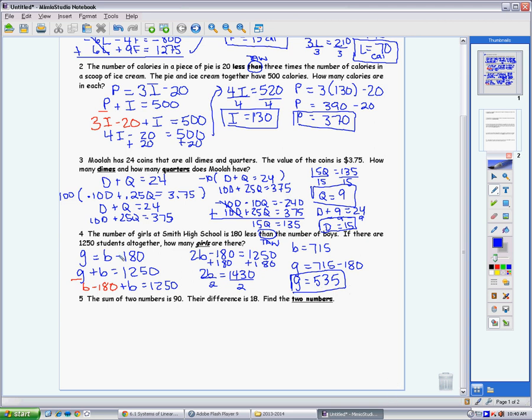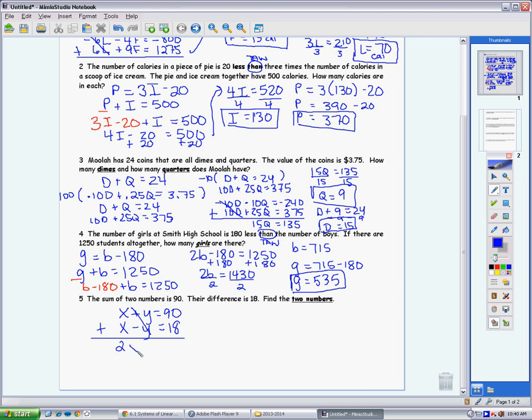Okay, number 5 should be pretty easy. It's pretty straightforward. The sum of two numbers is 90. You can use any two variables you want. I'm going to use x and y. So sum means I'm adding them together to equal 90, and difference means I'm subtracting them to equal 18. I see off the bat, since I have a positive y and a negative y, that I'm going to use elimination, and this time I don't have to multiply. I can just go ahead and add the two equations together, and that's going to equal 0.